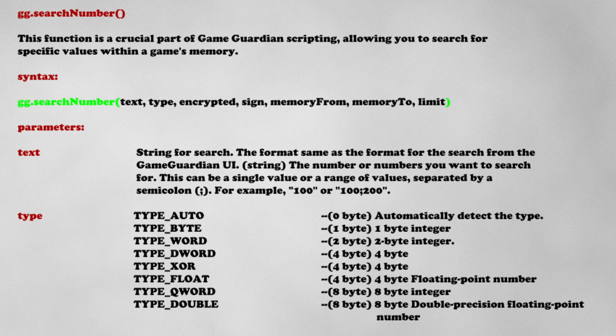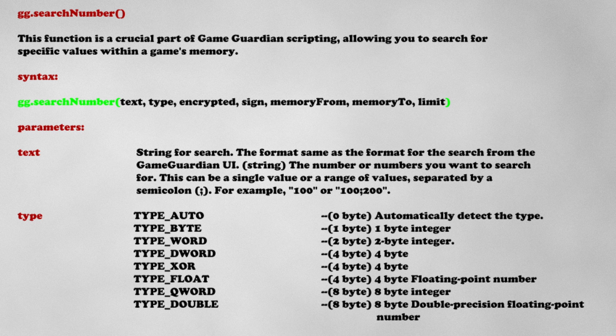gg.searchNumber. This function is a crucial part of Game Guardian scripting, allowing you to search for specific values within a game's memory. Syntax. gg.searchNumber, text, type, encrypted, sign, memory from, memory to, limit. Parameters. Text, string for search. The format is the same as the format for the search from the Game Guardian UI. String, the number or numbers you want to search for.